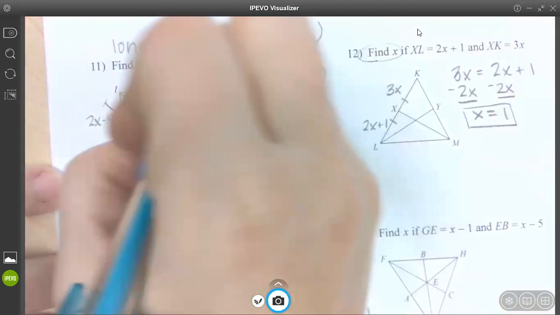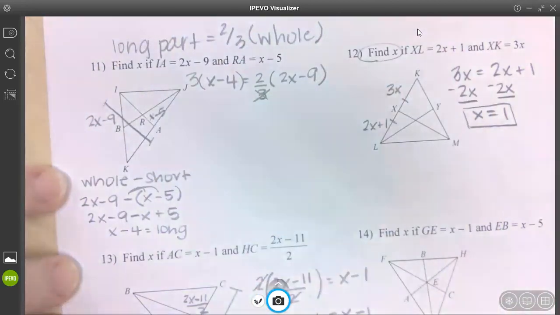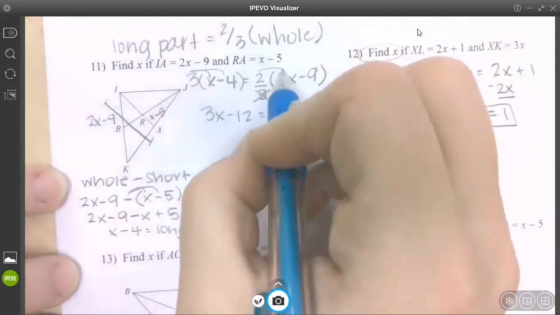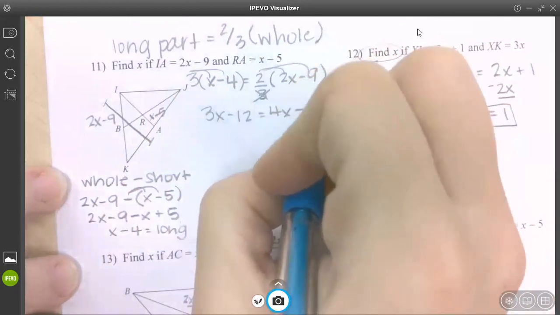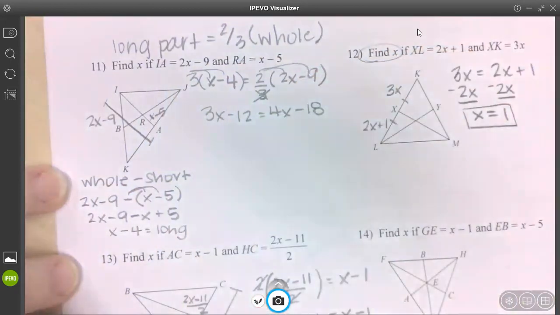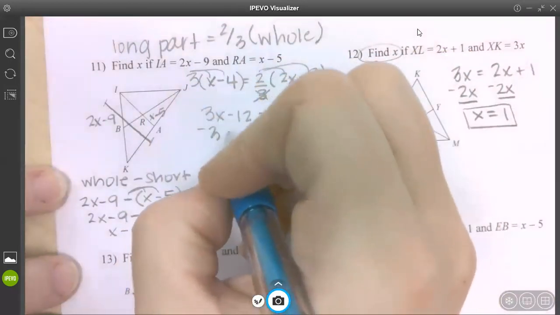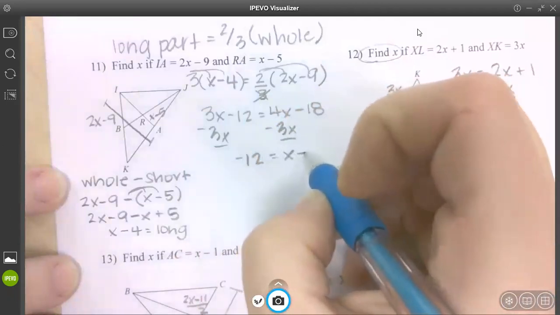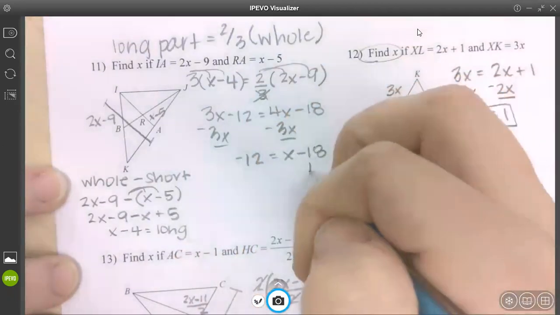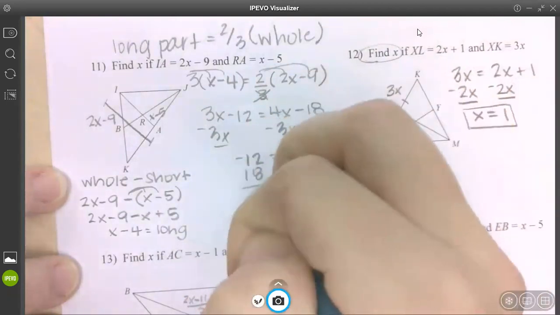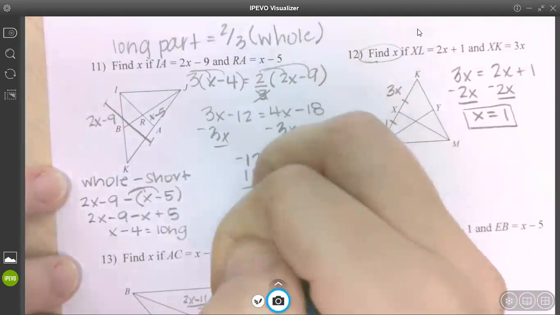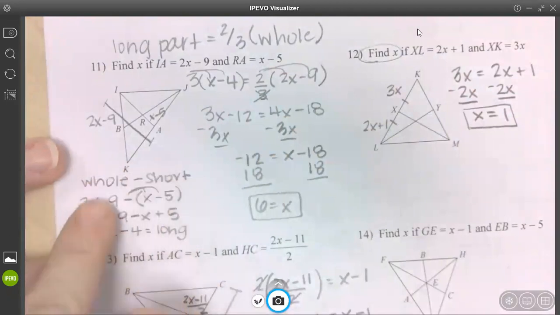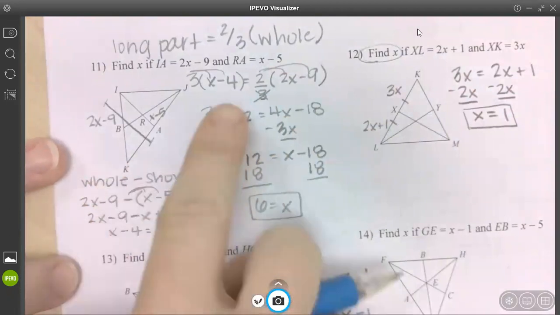So we're going to multiply by 3 so that this will cancel out. Distribute your 3, you get 3x minus 12. Distribute your 2 equals 4x minus 18. And again, we're just trying to find x. So we're going to solve for x. So minus 3x. We get negative 12 equals x minus 18. We're going to add 18. And we get 6 equals x. And that's it. So this is the new part. All of this is normal.